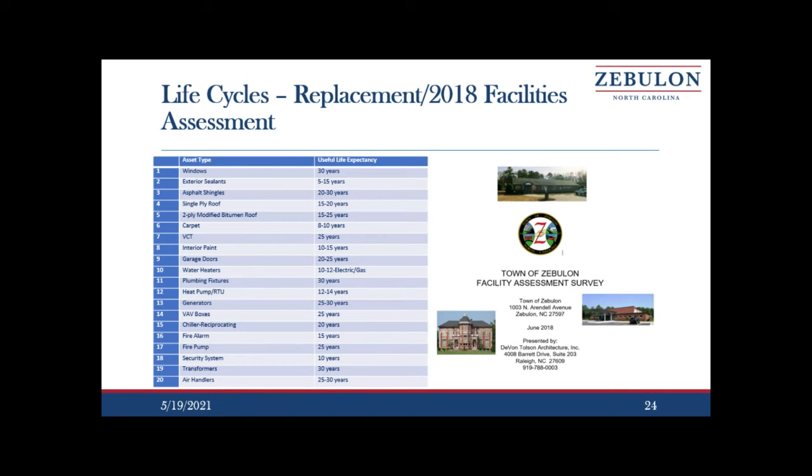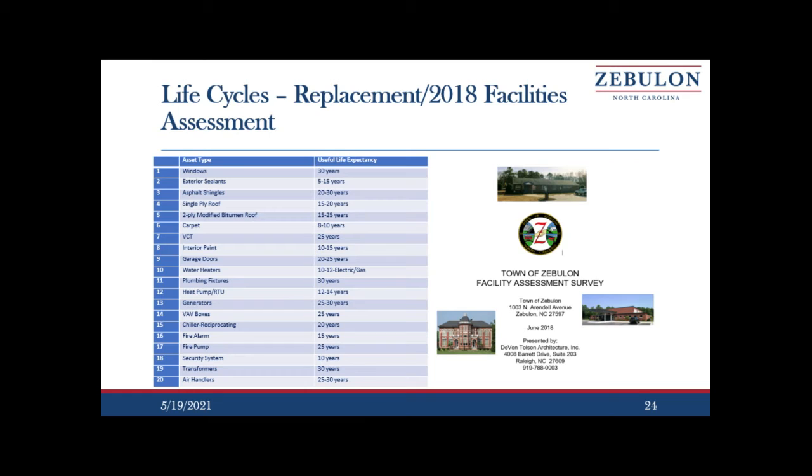Facility maintenance is driven by life cycles, and we did this report in June of 2018. It looked at all five major facilities in town, looked at where some of the strengths and weaknesses were, and projected out what some future needs were. The table to your left is a screenshot from the manual. I'd be glad to give anybody this manual. It talks about life cycles.